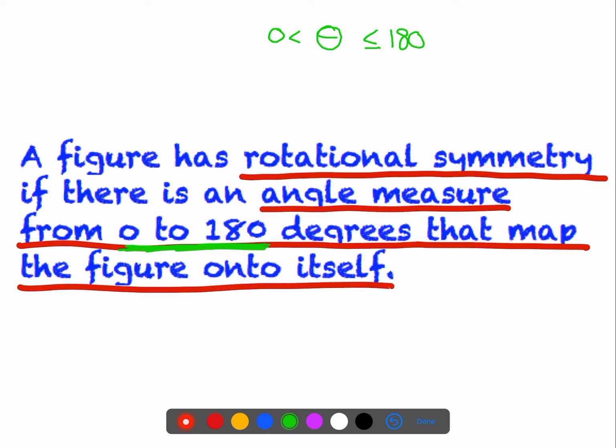So therefore my angle measure, I'll just use the Greek letter theta. Theta is used often for angle measures. It's a variable that is exclusive to angle measures. So my angle measure must be greater than 0, but less than or equal to 180 degrees. If that rotational degree is within that range, then we say that we have rotational symmetry. And again, this angle measure needs to map the figure back onto itself. It needs to look like the exact same figure that we started with in order for it to be rotational symmetry. If it doesn't look the exact same, it is not rotational symmetry.